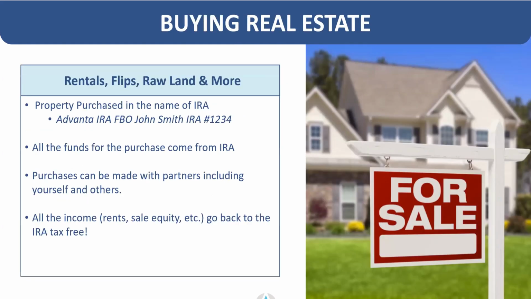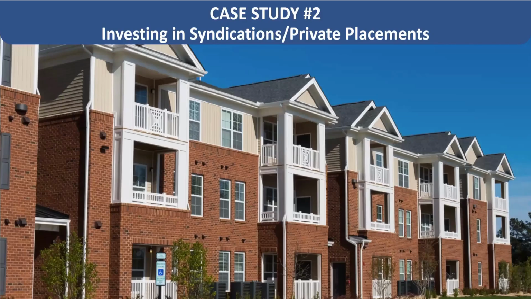Again, the property is purchased in the name of the IRA account. An example of that wording is on this slide. That's what needs to be on the contract and on the closing documents as well. You can partner up with people as well. It doesn't have to be just your IRA. You could have multiple people involved buying, and your IRA would receive its portion of any profits.